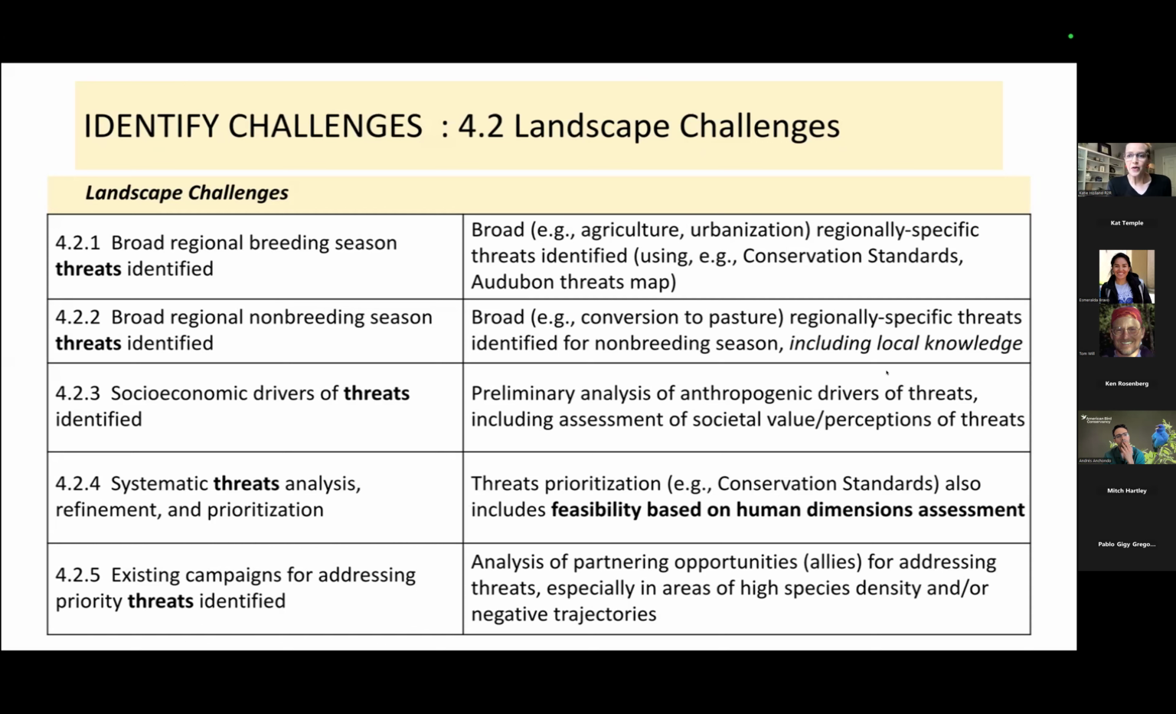So lots of threat focus here and thinking about bigger picture, landscape level challenges. Thoughts, comments, insights on these criteria?